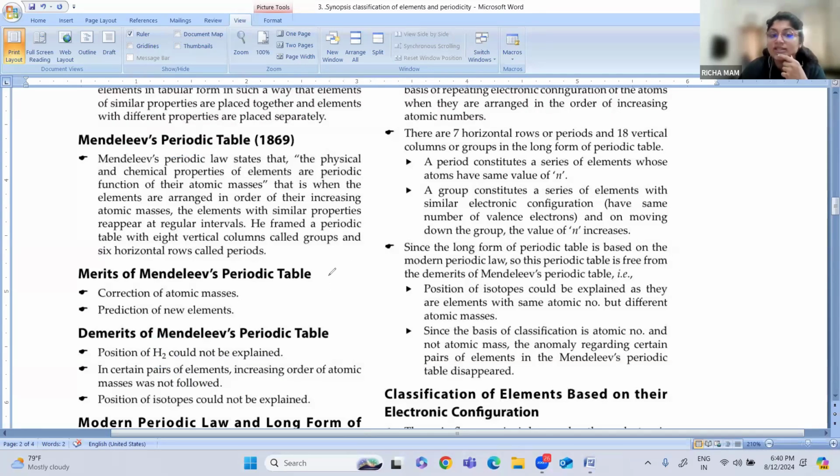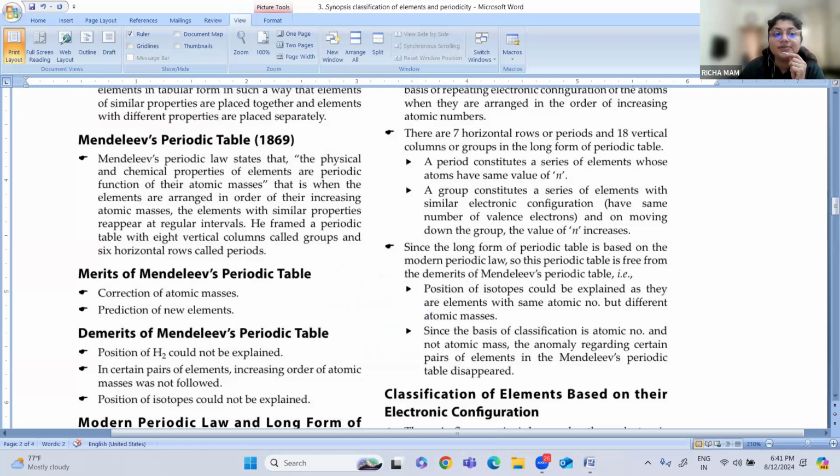What are isotopes, students? Anybody knows what are isotopes? The elements having the same atomic number but different atomic mass. If I say hydrogen, these are the isotopes of hydrogen. This is hydrogen, this is deuterium and this is tritium. Remember this? So these are the isotopes. The position of isotopes was not explained in Mendeleev's periodic table.